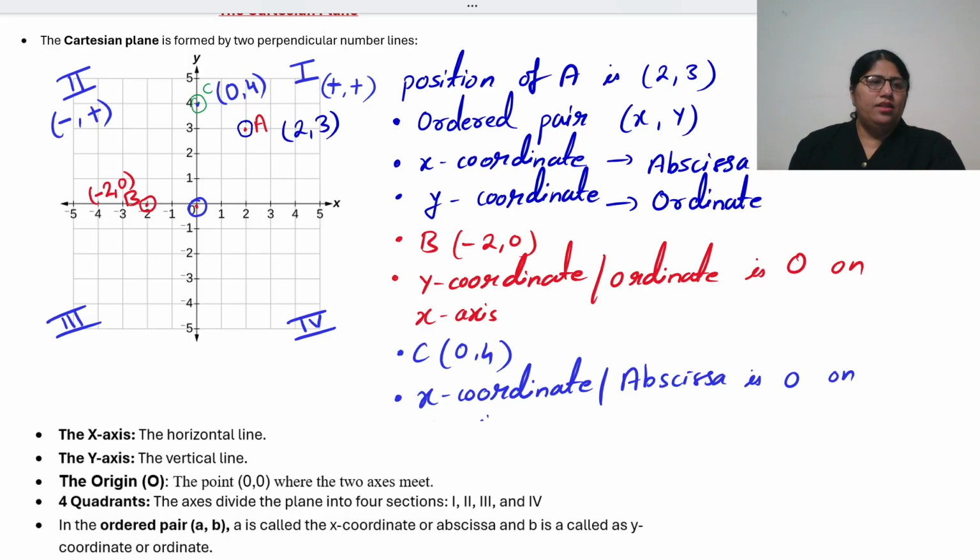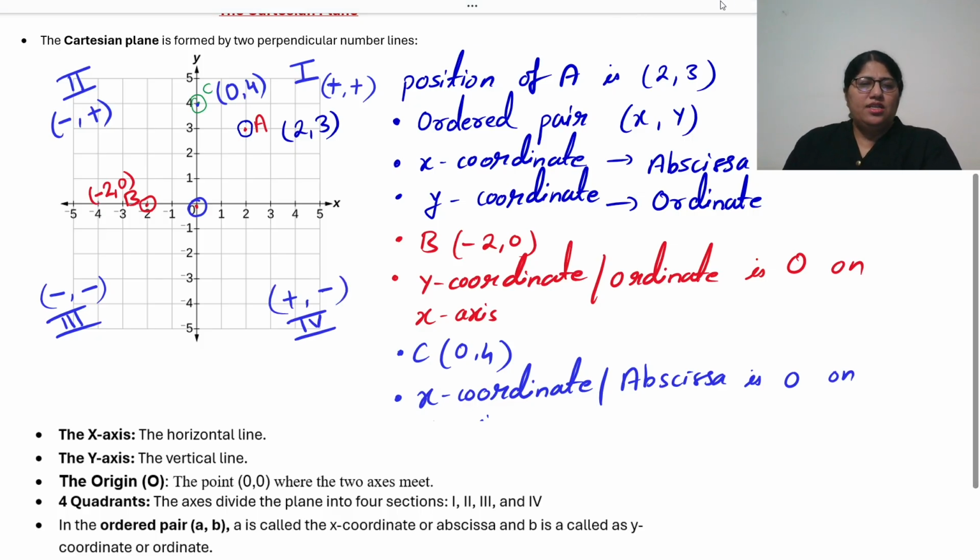Similarly, in the third quadrant, both the x and y coordinates are negative, so both values of the ordered pair are going to be negative. And in the fourth quadrant, the x direction movement is positive. So here the x coordinate is positive and the y coordinate is going to be negative, right? All these things are the basics.